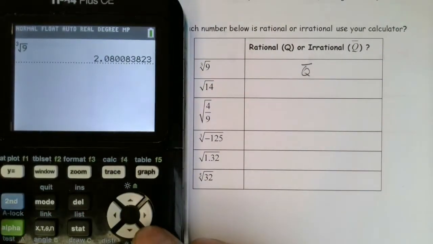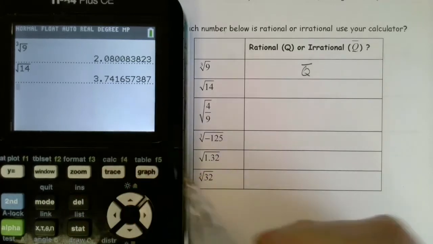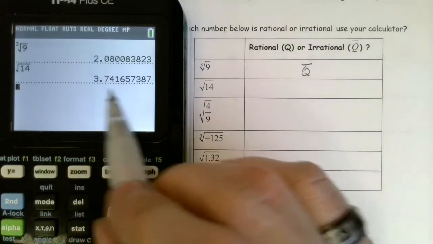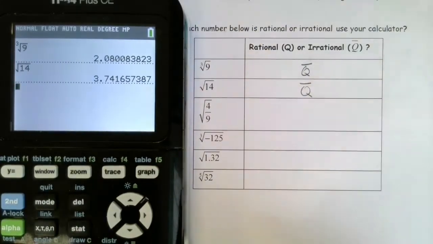The square root of 14. So, square root of 14. Yeah, I'm not seeing any repetition there, so I'm going to assume, and this goes right to as far as the calculator will give me those decimals, so I'm going to assume, once again, that's irrational.